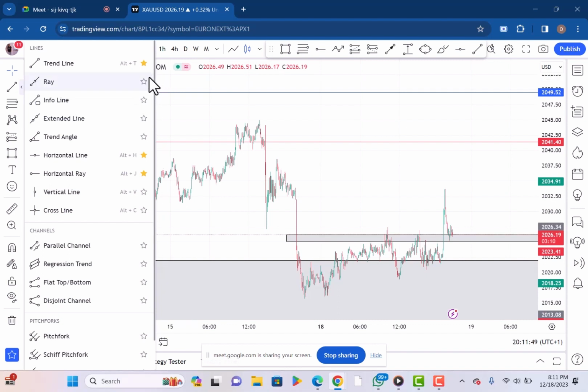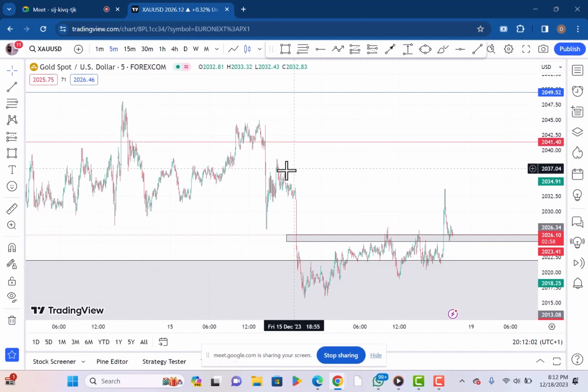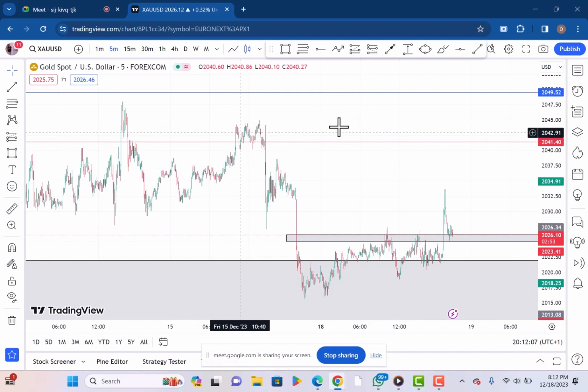I make use of trend line, I make use of horizontal line, and I make use of this horizontal ray as well. What do I use trend line to do? I use trend line to check for the trend of the market. This particular TradingView is meant for the forex market, and by forex market I mean the currency pairs.